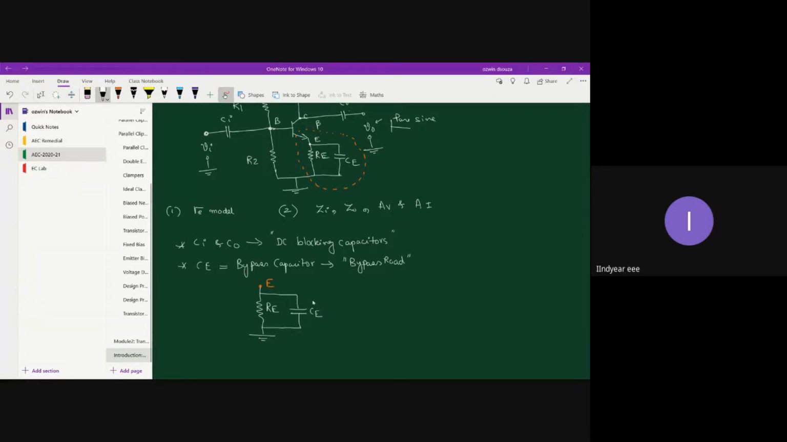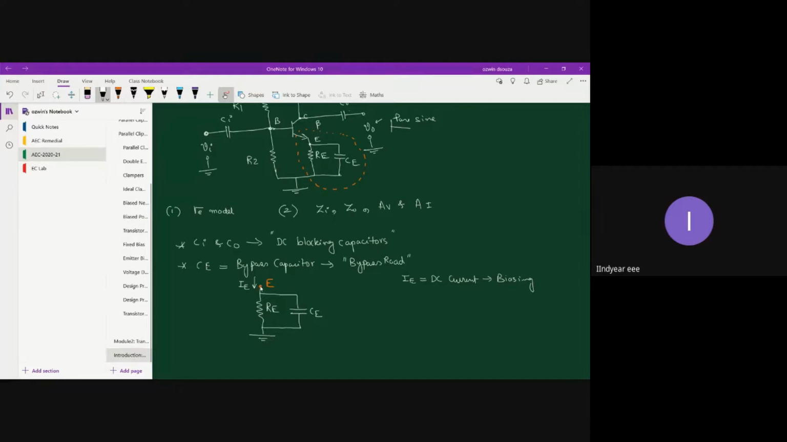Now, imagine the case of a DC signal. Let's say you have DC emitter current flowing in. Let me write it very clearly that capital I, capital E stands for DC current. So this is your biasing current.